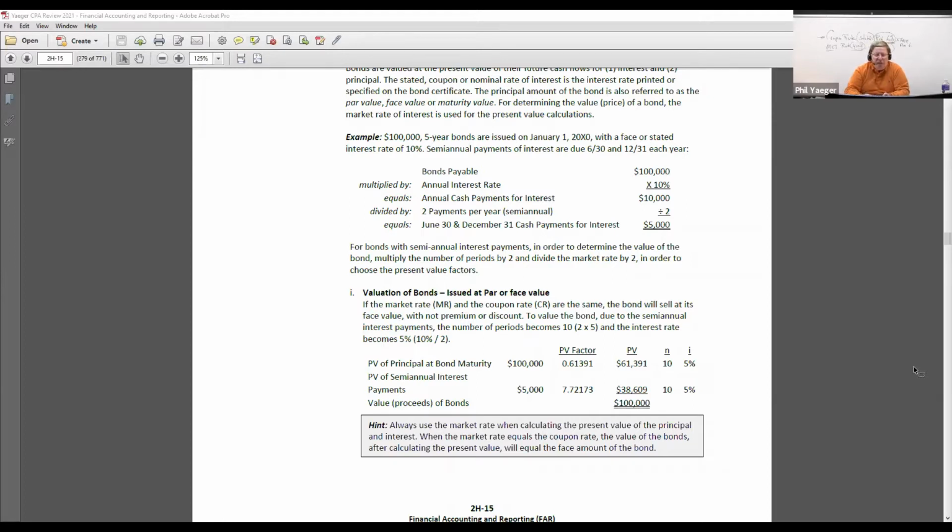Now, if the yield rate is 10%, what's the yield rate here? Do they tell us? If they do, I don't see it. 10% is a what? The face or stated rate. Oh, they don't say it.